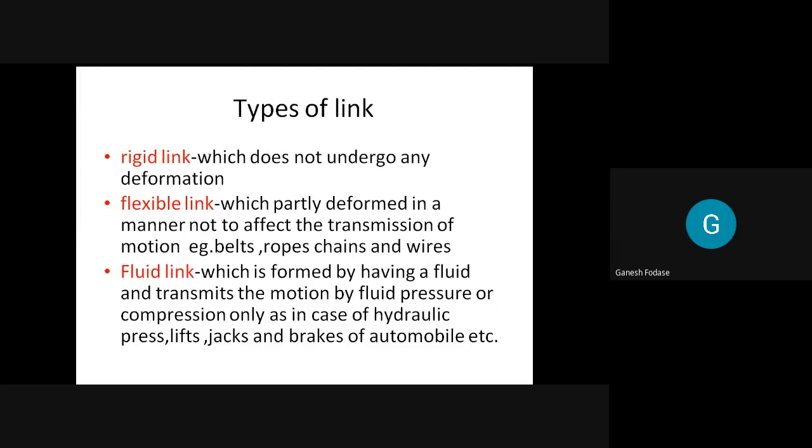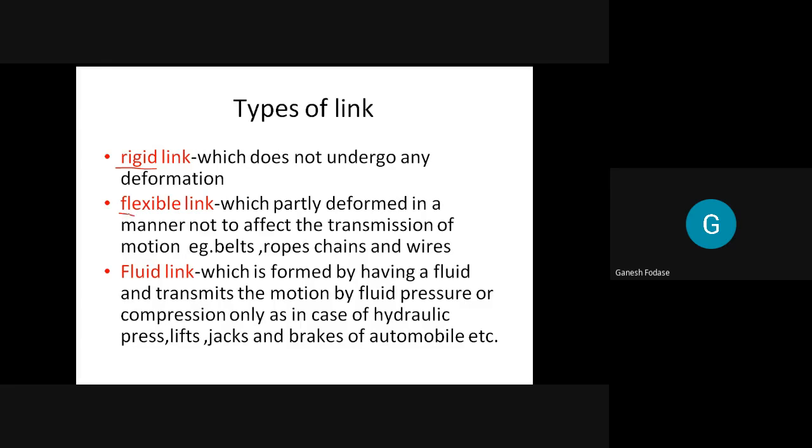So there are different types of links. One is rigid link, flexible link, and fluid link. Now, what is a rigid link? A link which does not undergo any deformation. Of course, the name is rigid, and we know that in rigid there is no deformation. So when a link does not undergo any deformation, it's called a rigid link.